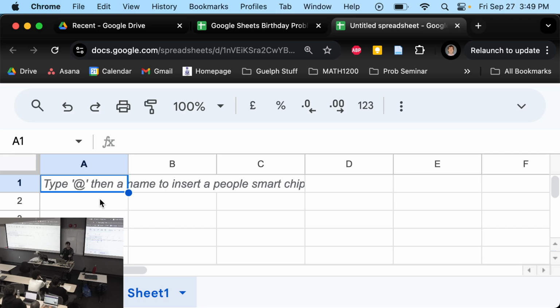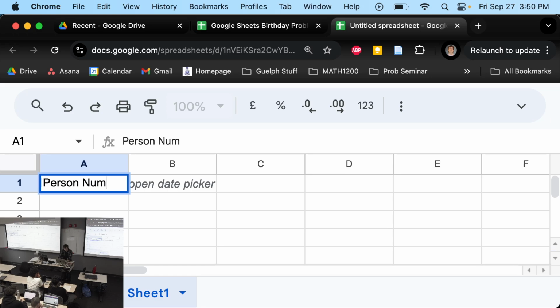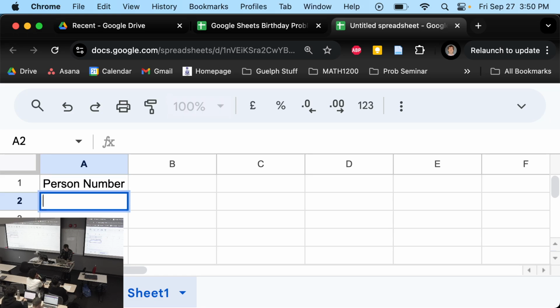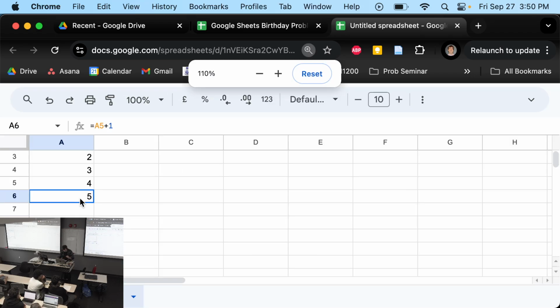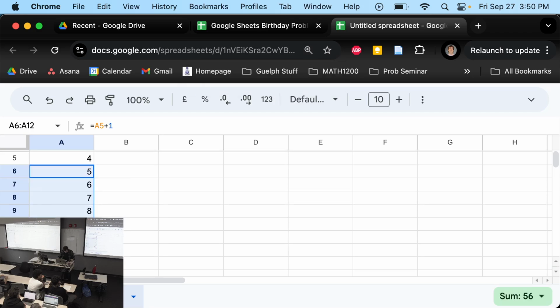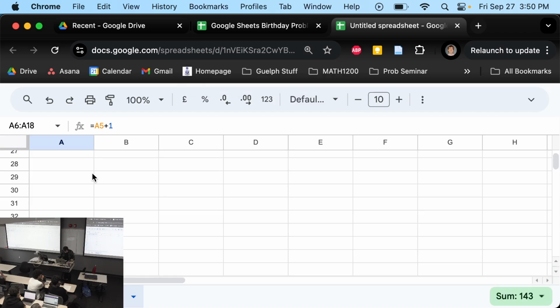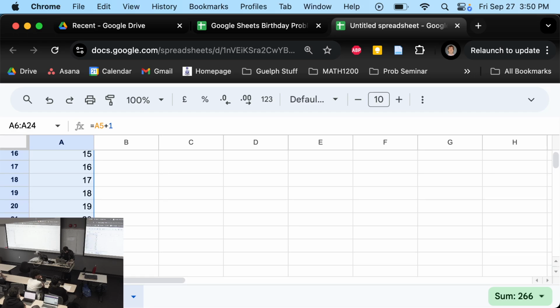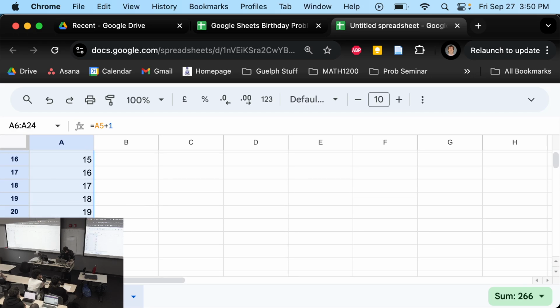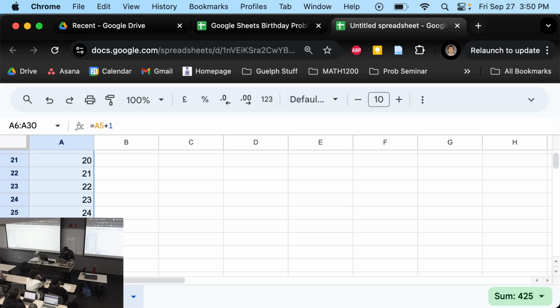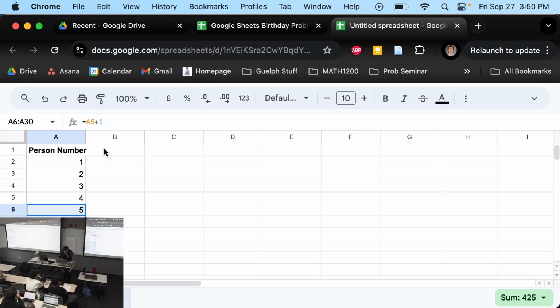Okay, so what's going to go in my spreadsheet? The person number. The person number starts at 1. This is some kind of heading, and it goes 1, 2, 3, 4. How do you make the spreadsheet enter in numbers? You put an equals, the number above it plus 1, and then you go down. Okay, we have the first few people. Let's go down to like 30 people, on my tiny little screen. Okay, that's the person number.